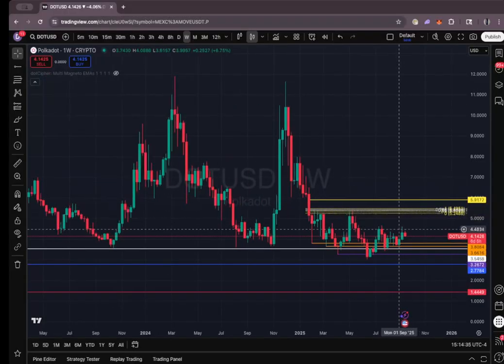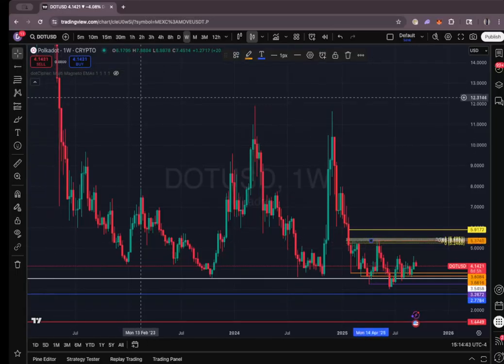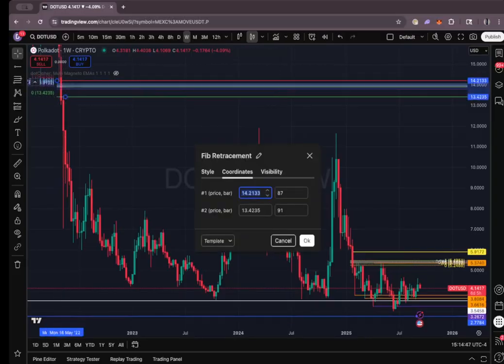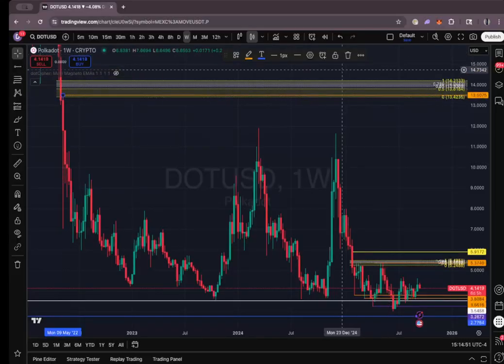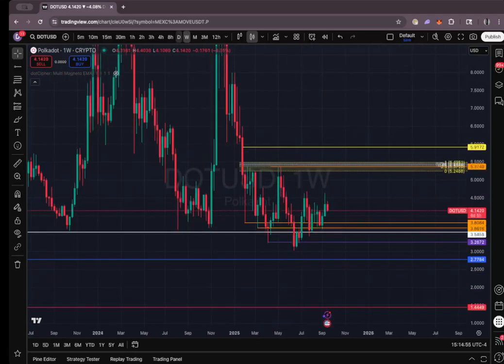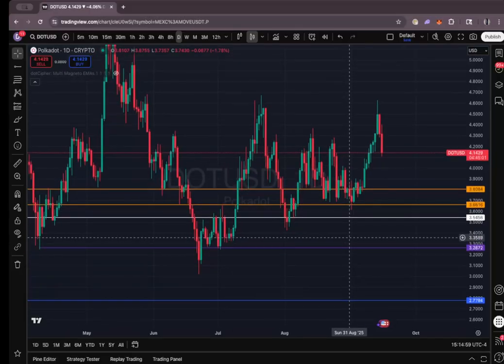Oh my goodness. Weekly doesn't have much. I mean, we have one up here. Weekly doesn't have much. This is the next weekly open right there. That's $13. Ooh, Dot's making its way to $13 from here. Okay, so we have our high time frame draw.